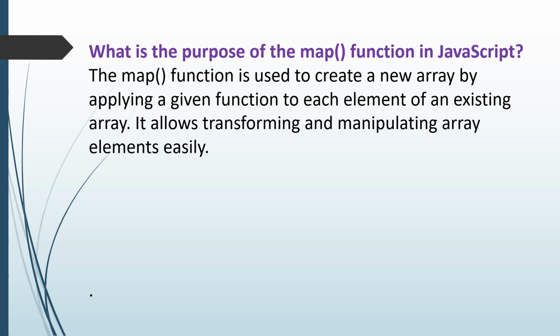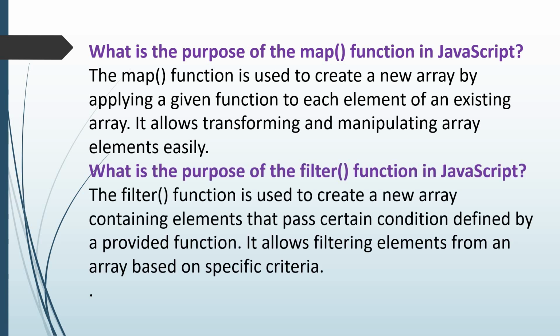What is the purpose of the map function in JavaScript? The map function is used to create a new array by applying a given function to each element of an existing array. It allows transforming and manipulating array elements easily. What is the purpose of the filter function in JavaScript? The filter function is used to create a new array containing elements that pass certain conditions defined by a provided function. It allows filtering elements from an array based on specific criteria.